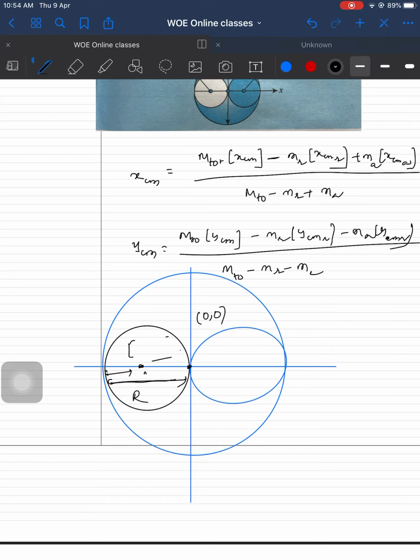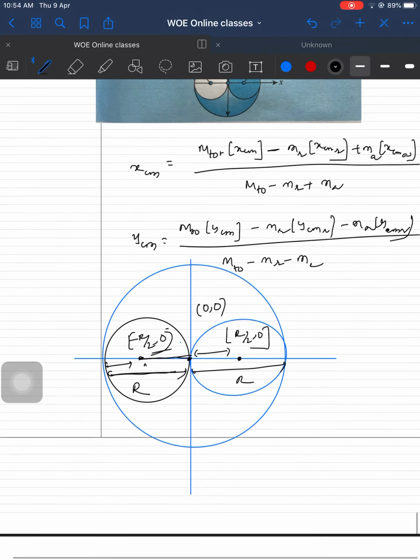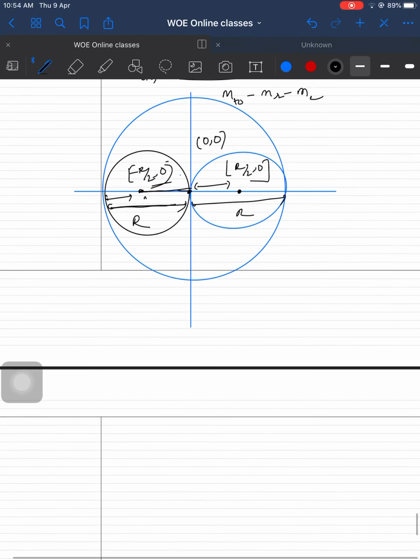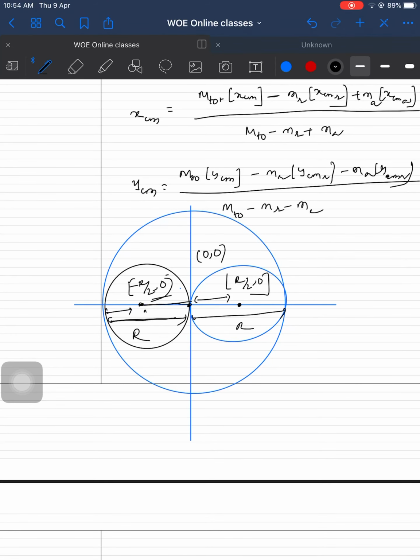It is r radius from here to here, r by 2, minus r by 2 comma 0, and the mass is added at r by 2 comma 0, because from here to here the radius is r, it is exactly one quarter of the radius. Okay, now the formula we directly do. Now what about x center of mass?